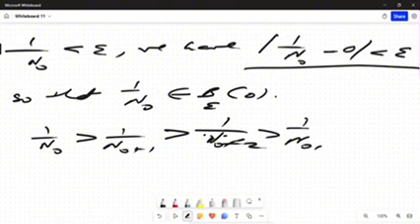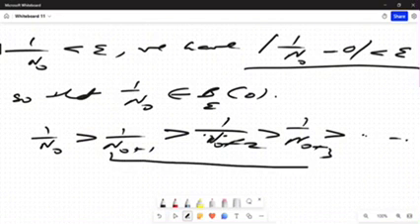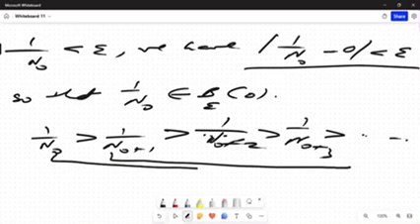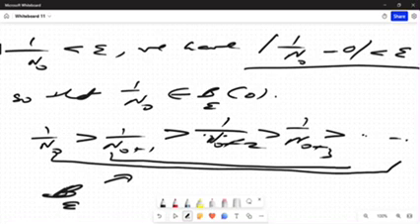This one is greater than 1 over n naught plus 3, and so on and so forth, forming a form of net. So in that case, what can you see? You see that all these terms now, in fact, beginning from here, all of them will be inside the ball. They are all objects in the open ball with radius epsilon centered on 0.